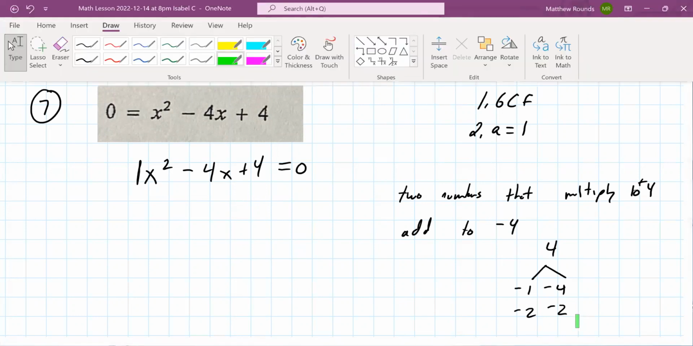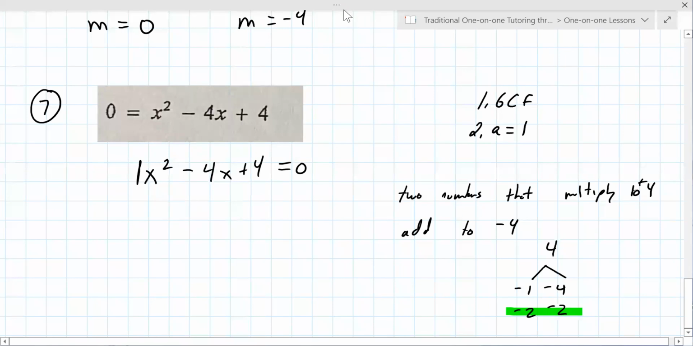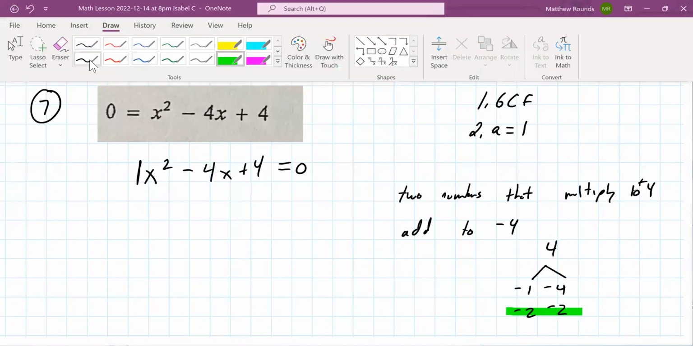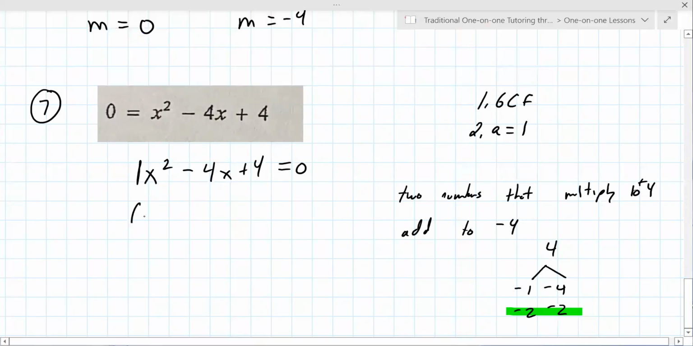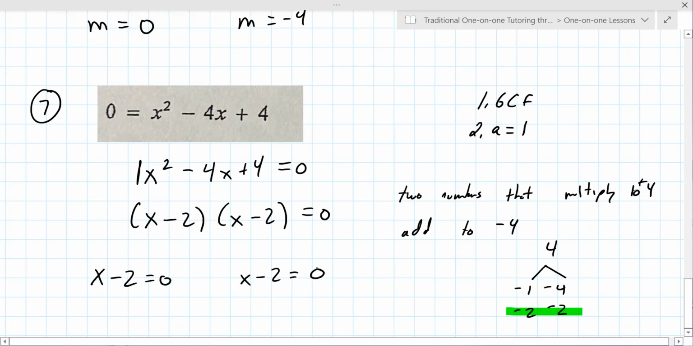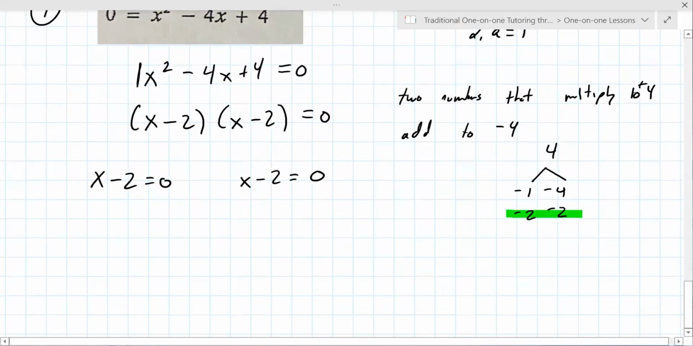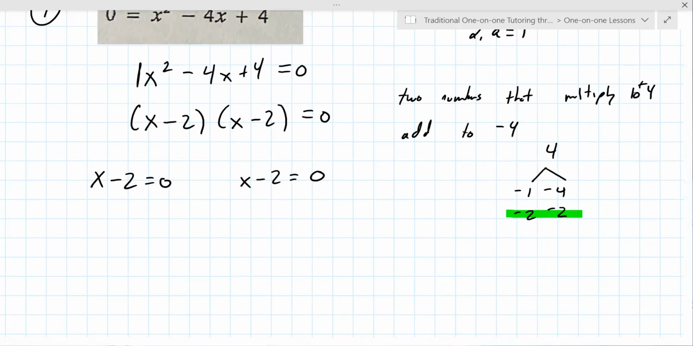You probably had a whole unit on factoring at some point, maybe in a previous course. So this becomes x - 2, x - 2. And you set them each equal to 0. It is redundant, but that's the behavior. You just do it, and it will help you in another problem where maybe it doesn't work out as nicely as this one did.